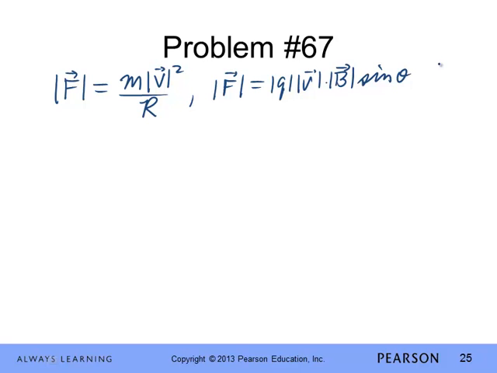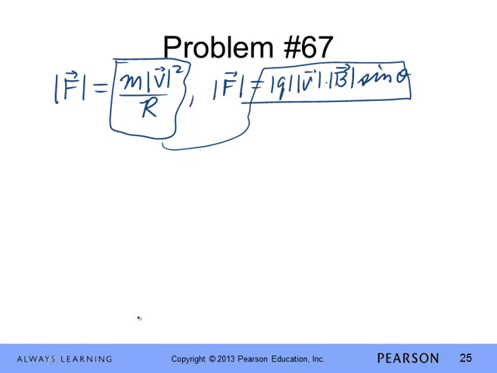Another clue would be that you could set this equal to that and solve for magnitude v, right? Because you are solving for speed, right?